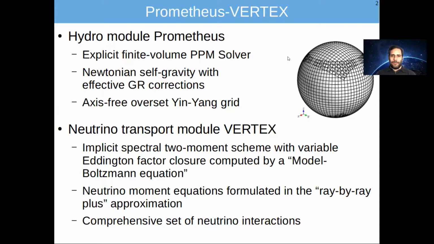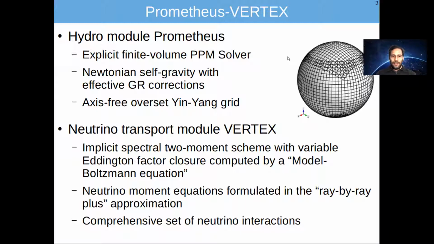Prometheus is the hydrodynamics module that implements the explicit finite volume piecewise parabolic method with an exact Riemann solver, Newtonian self-gravity with effective GR corrections, and an axis-free overset yin-yang grid that avoids the problematic CFL criterion around the polar axis. Vertex is a neutrino transport module that implements an implicit spectral two-moment scheme with a variable Eddington factor closure computed by a model Boltzmann equation.